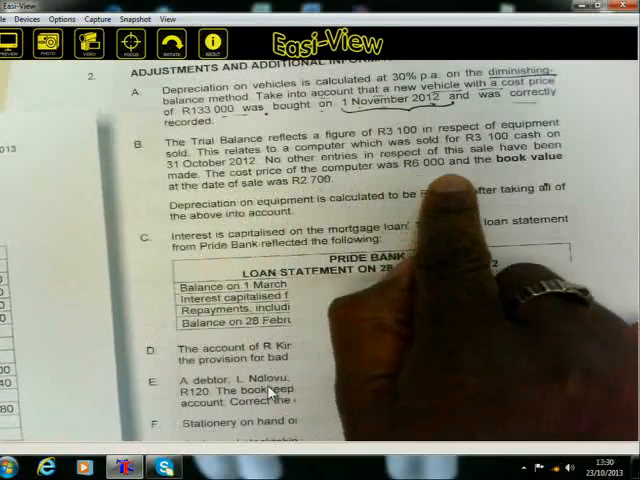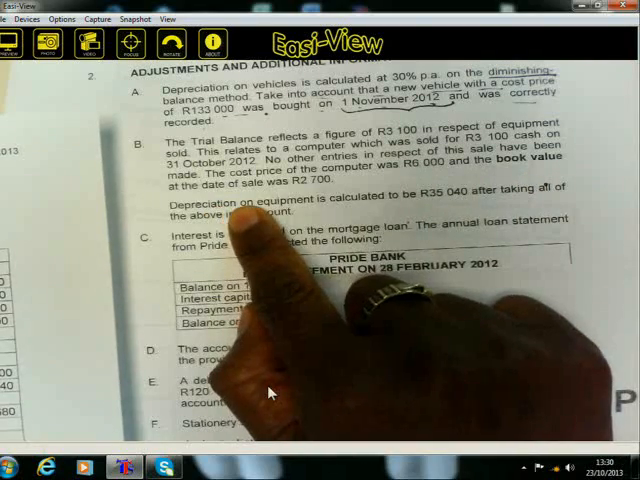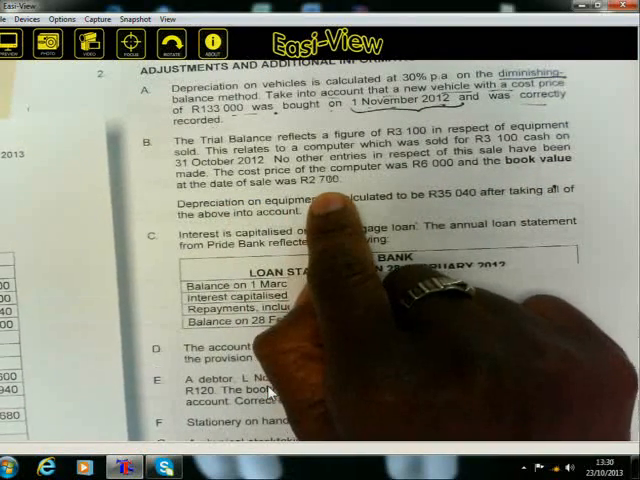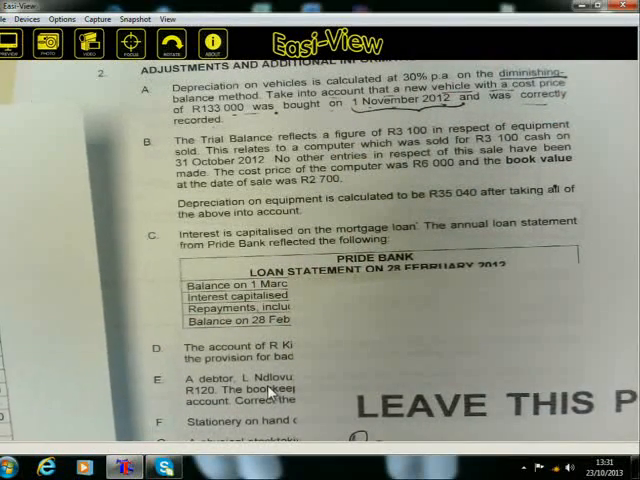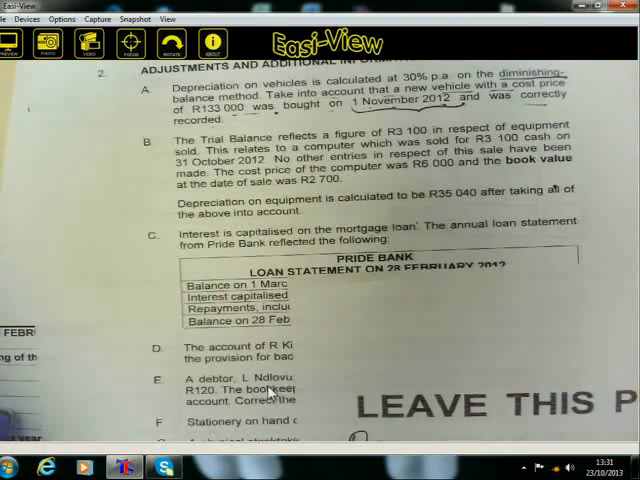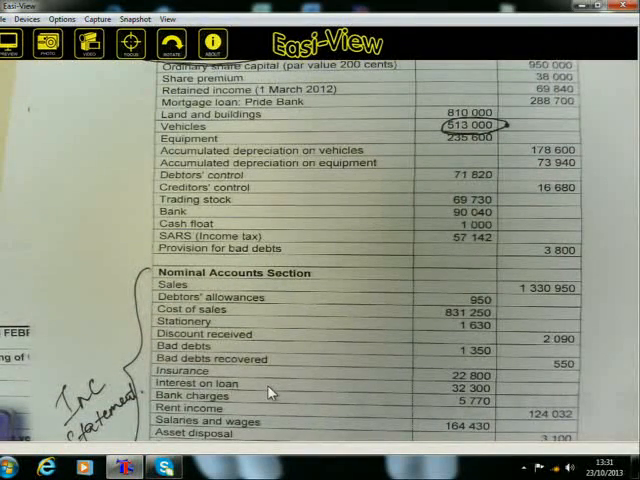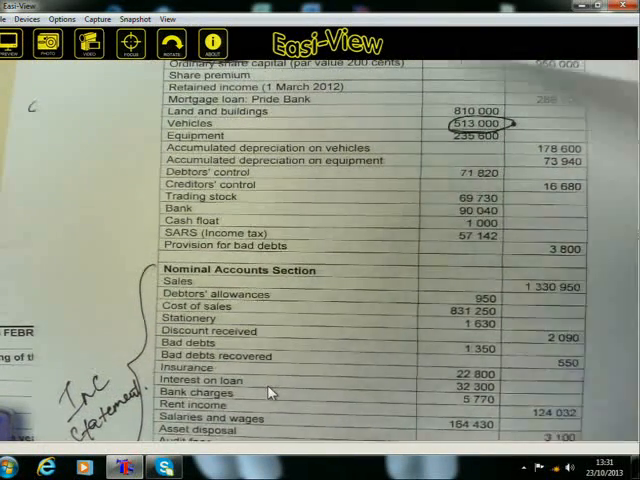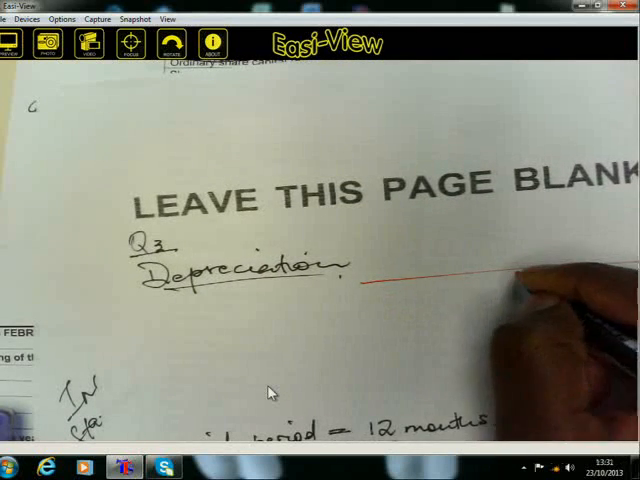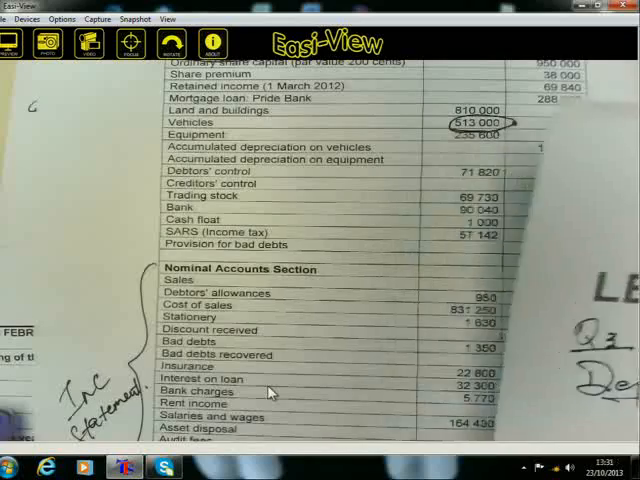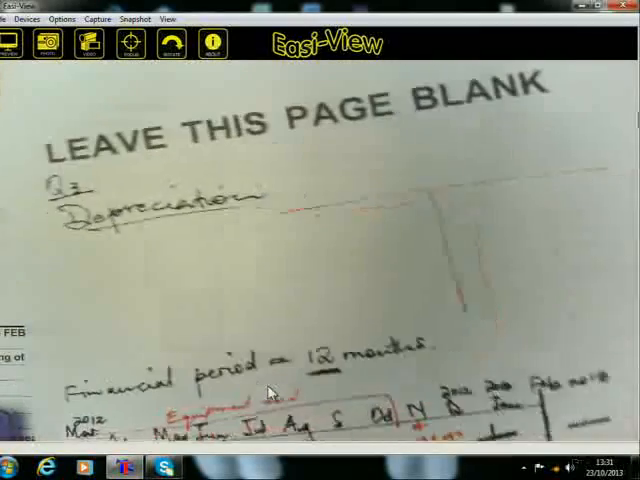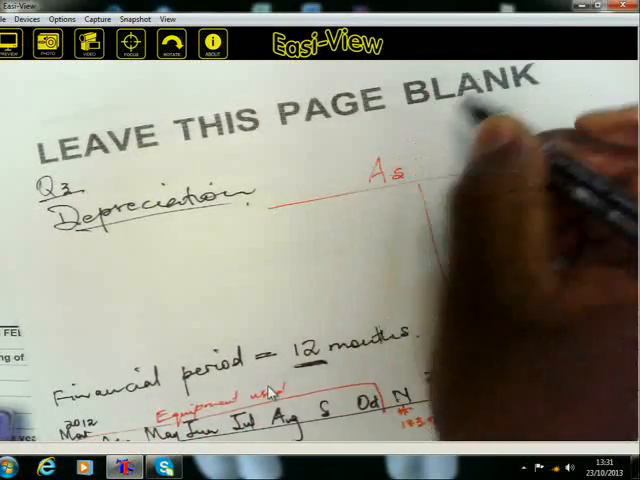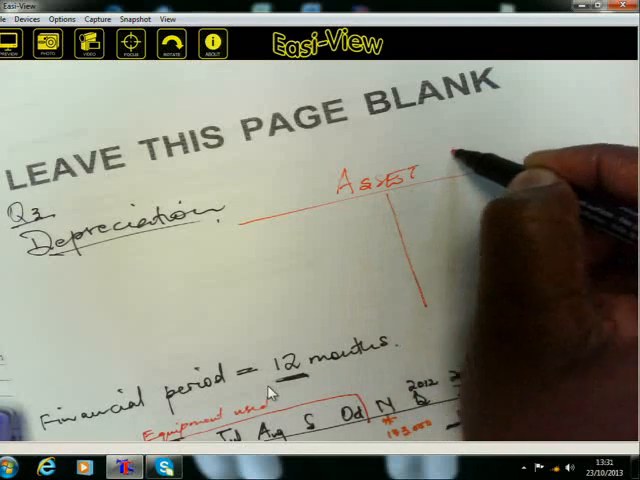The cost price of the computer was 6,000 and the book value at the date of sale was 2,700. This time we are not expected to calculate the depreciation, but we are supposed to show how the information would be recorded. We need to reveal the correct information. Let us prepare the one and only account that will show us how we can record the transaction in the asset disposal account.